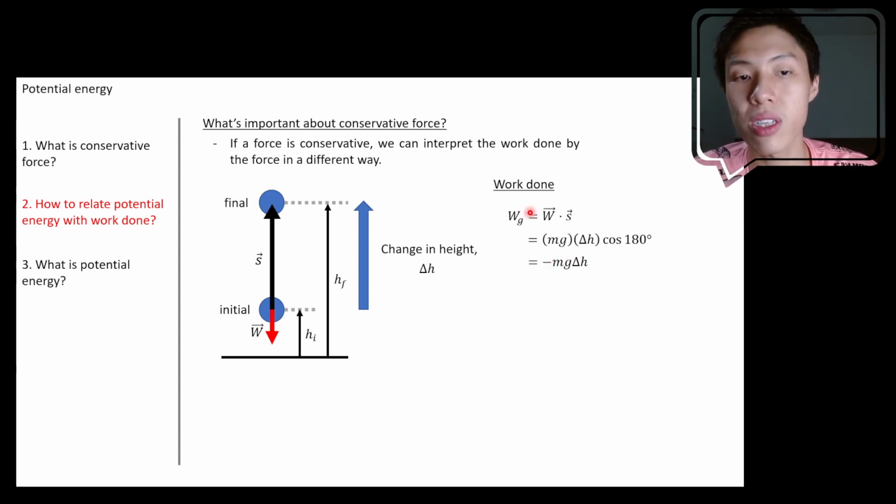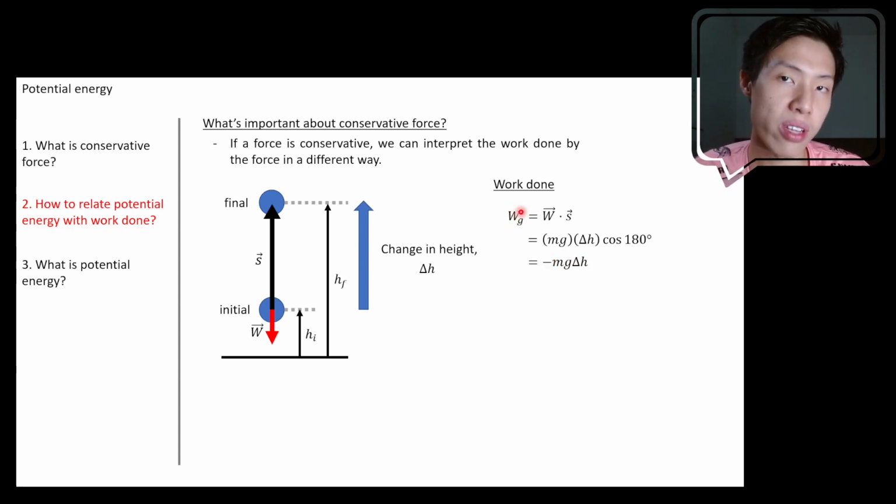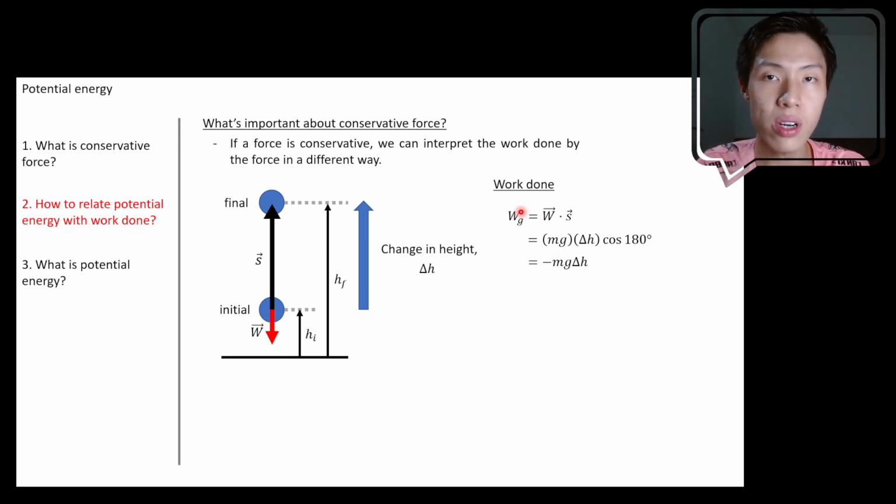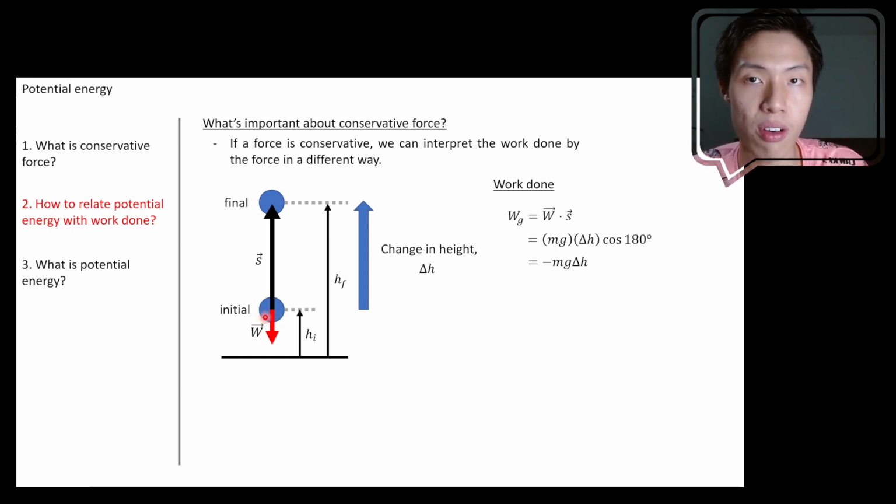Therefore, we know that this work done by gravity is a negative work done. We have discussed in the earlier videos that if work done is negative, that means the energy is being transferred out from the body. So you can think of it as the body losing an amount of energy. Energy is coming out from the body.